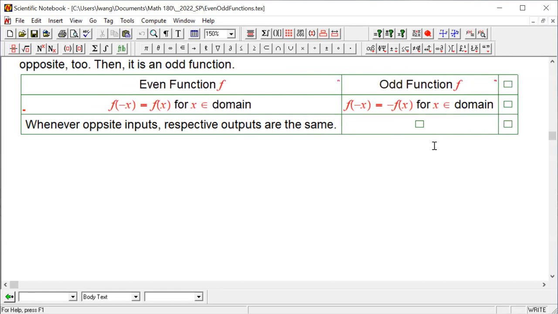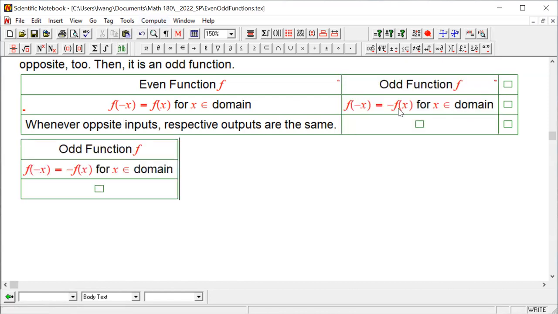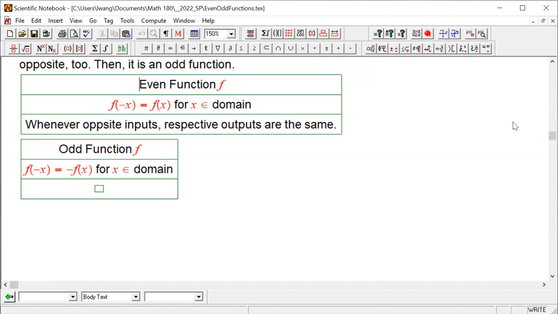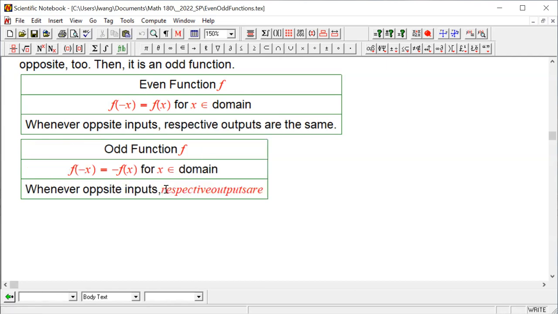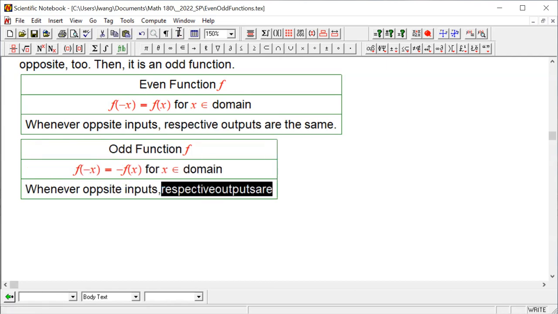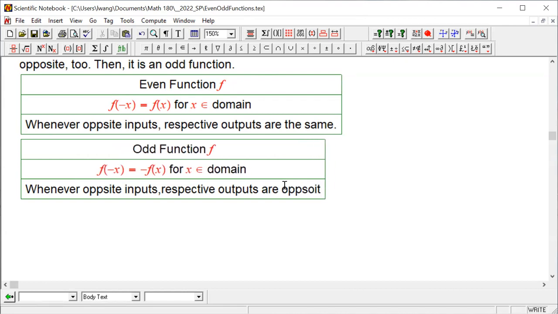okay? It's a little bit crowded, but that's okay. We're just going to put it over here underneath. So how about the next one? Whenever opposite inputs, respective outputs are what? Not the same, right? Respective outputs are opposite.